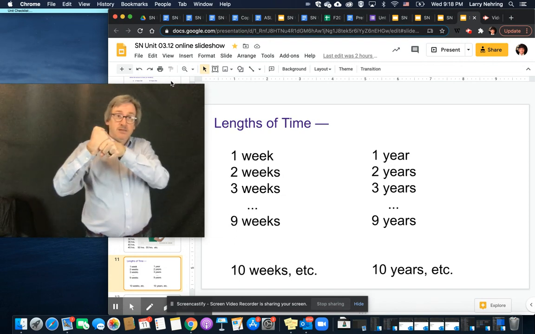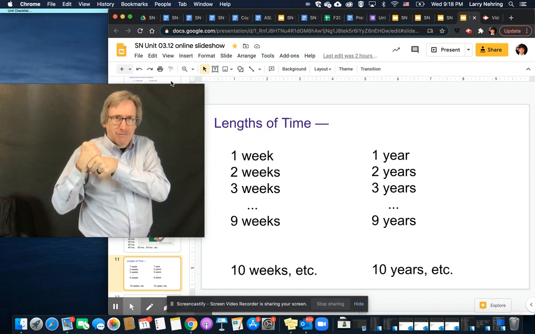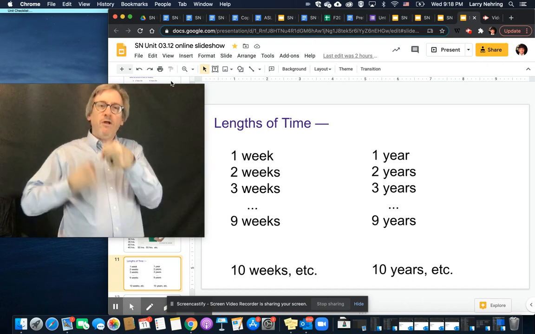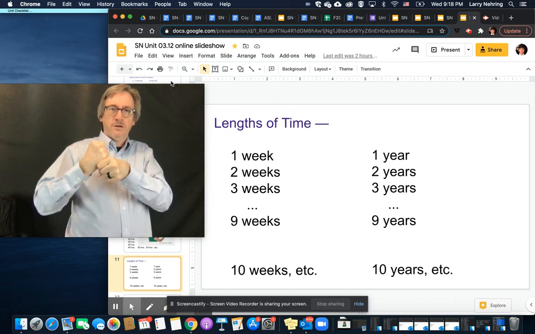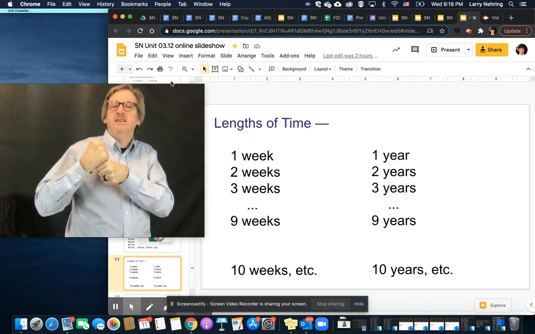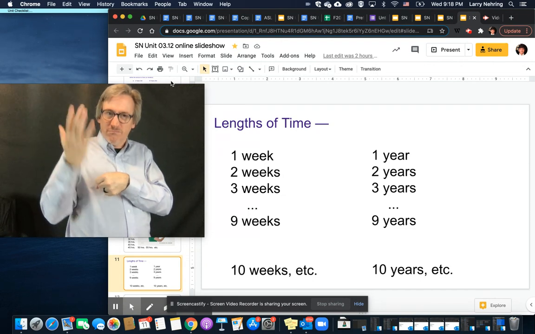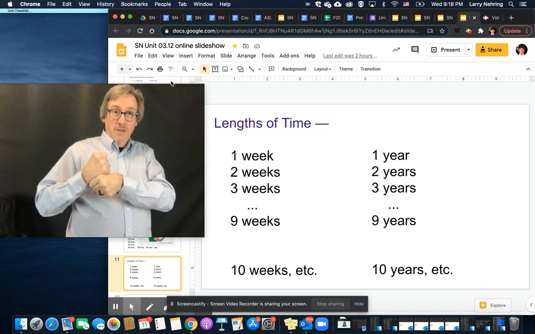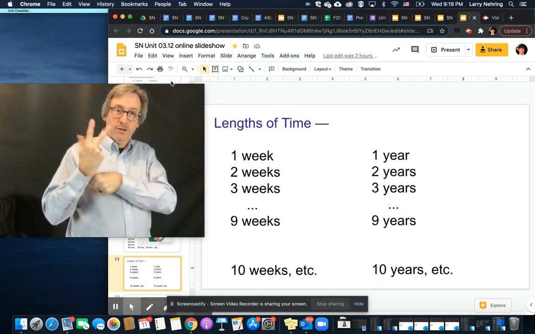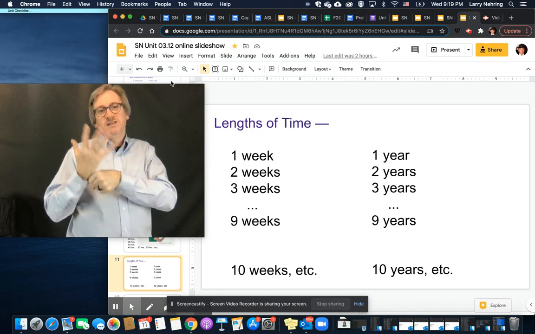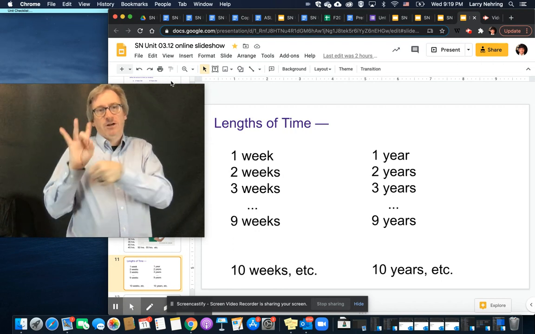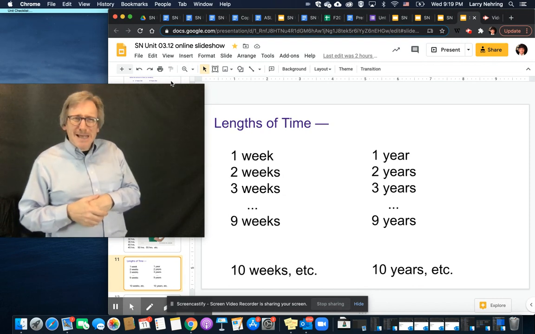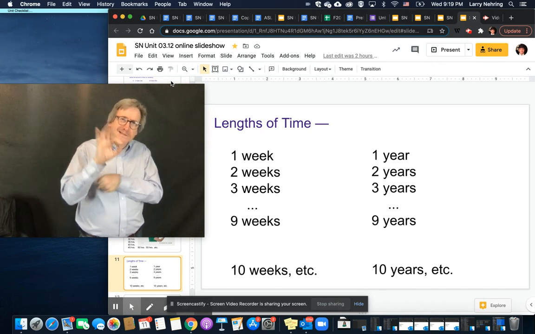Year is the earth going around the sun. For all you people who think the earth is 6,000 years old, it's actually the earth going around the sun. Thank you, Neil deGrasse Tyson. So year. And you could do 1 year, 2 years, 3 years, 4 years, 5 years, 6 years, 7 years, 8 years, 9 years. Most people tend to separate 9 years.